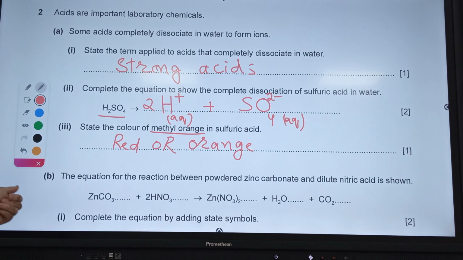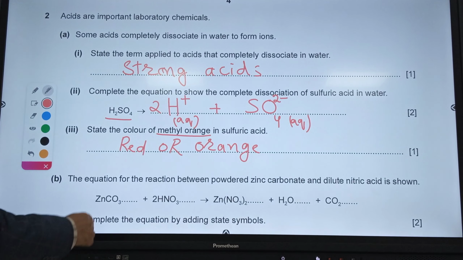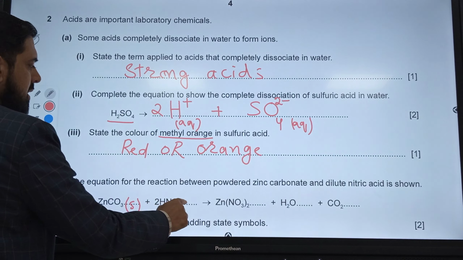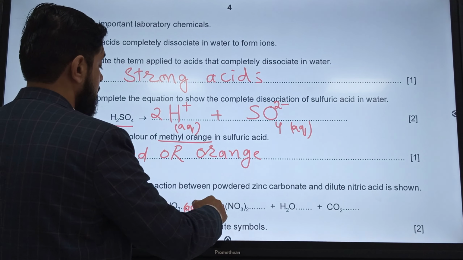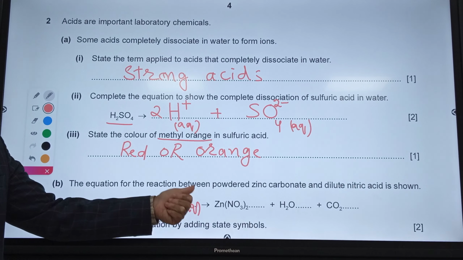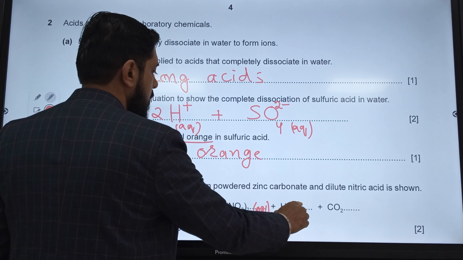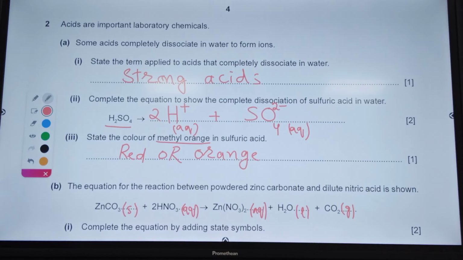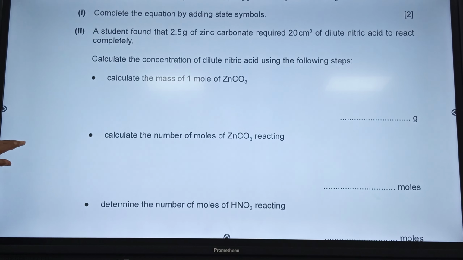And next, he says the equation for the reaction between powdered zinc carbonate and dilute nitric acid is shown. Then what we have to do, complete the equation by adding state symbols. We know as this is powder and solid, so we can say it is s. Acids are in aqueous mode, so we write aq. Then zinc nitrate, as nitrates are water soluble, we write aq as well. Water is liquid, whereas carbon dioxide is a gas. So now this part is completed over here.